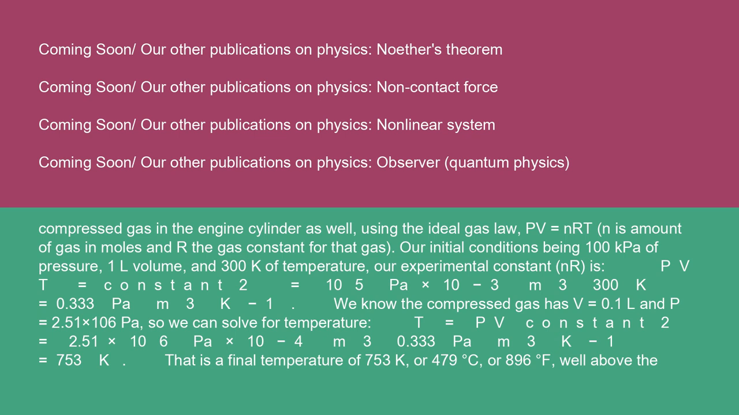We know the compressed gas has V = 0.1 L, and P is equal to 2.51 × 10^6 pascals. So we can solve for temperature. T2 = PV/constant = 2.51 × 10^6 pascals × 10^-4 m³ / 0.333 Pa·m³·K^-1 = 753 K. That is a final temperature of 753 K, or 479 degrees Celsius, or 896 degrees Fahrenheit, well above the ignition point of many fuels.